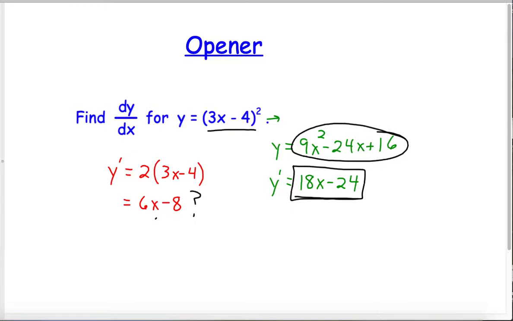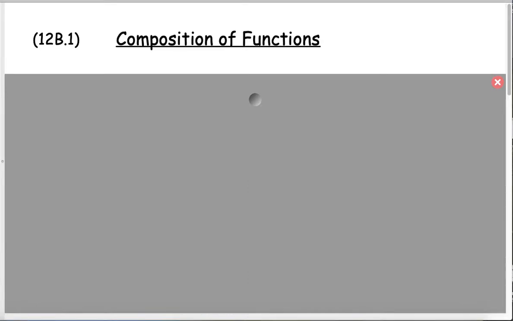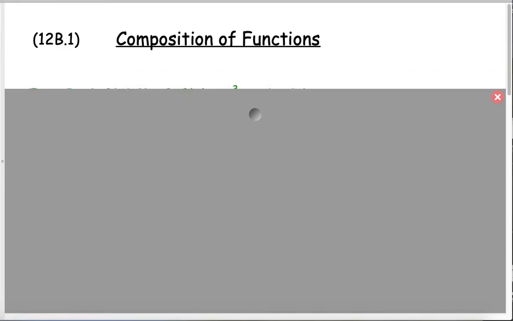So the power rule said that if we have x to a power n, then the derivative with respect to x is going to be n times x to the n minus first power. But here, we don't just have x as our function, we have a more complicated function involving x. And so what do we do with that? Therein lies the idea behind the chain rule. But before we talk about the chain rule, it's important to revisit composition of functions. So let's take a look at that for a minute.